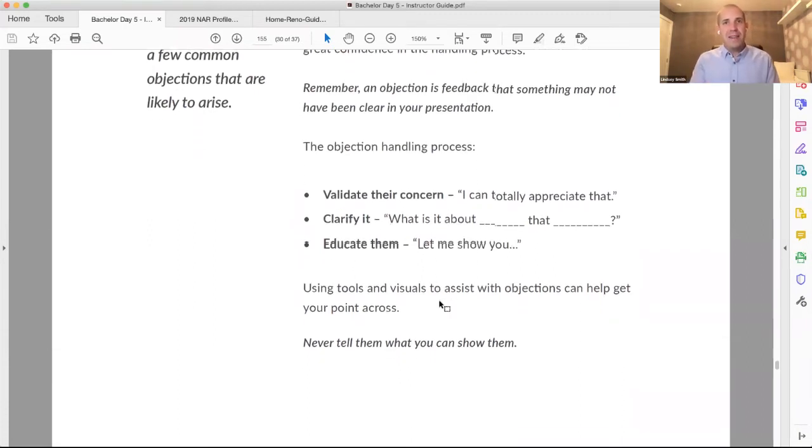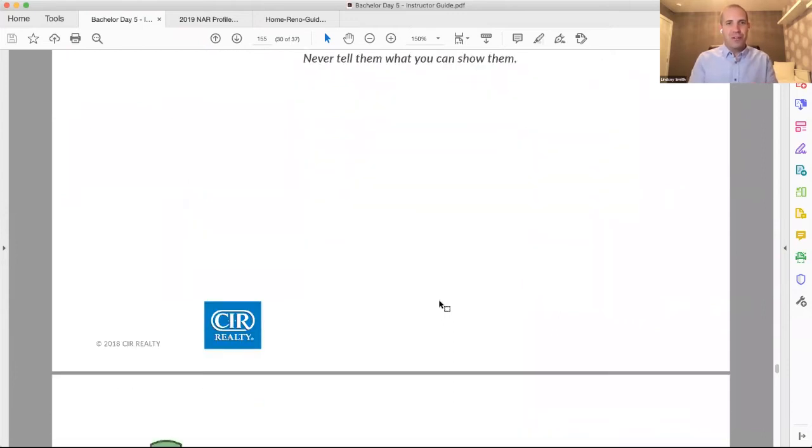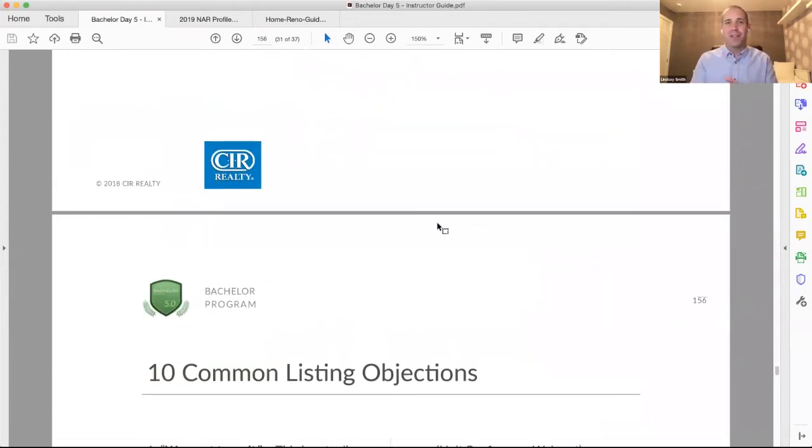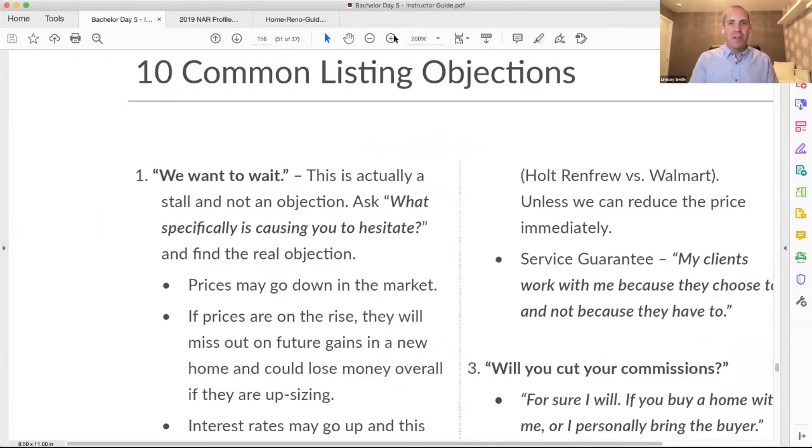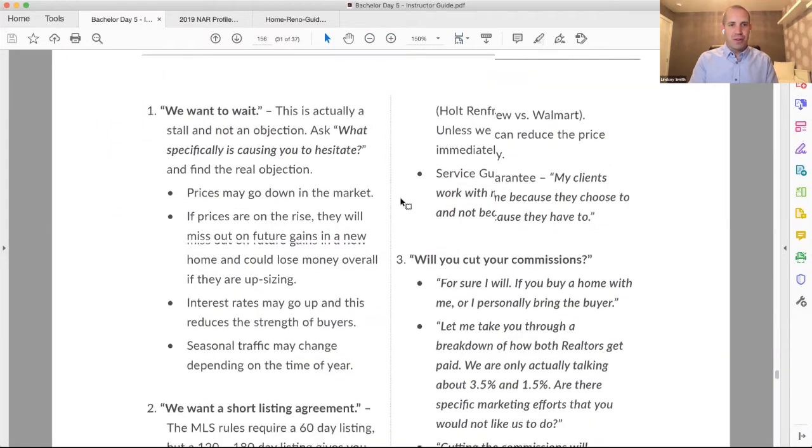All right, let's get into the 10 objections. So I'm going to try and zoom in on my screen here. And again, if you're listening on audio, don't worry, I'll read it out. You guys aren't going to miss anything. And the 10 common listing objections, I'll just scroll through those documents so you can see what I'm looking at.